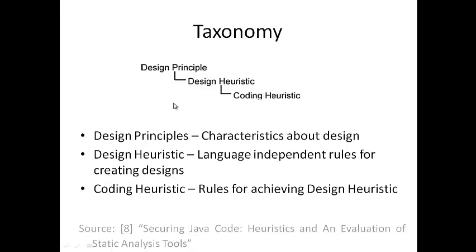At the next level, we have design heuristics, which are language-independent rules for creating designs that help to satisfy design principles. Then at the third level, we have coding heuristics, which are rules for writing code that helps to achieve design heuristics.